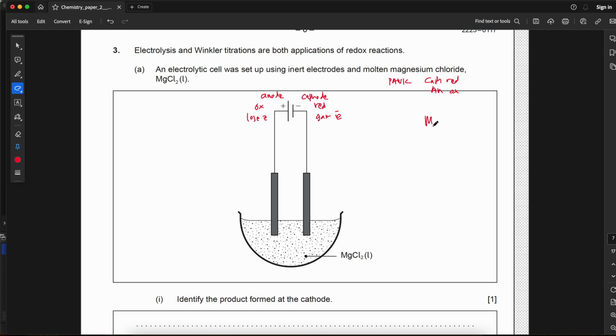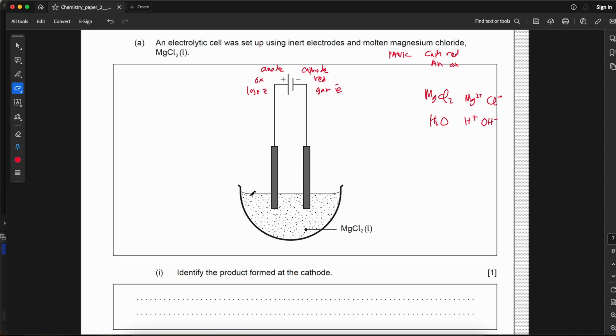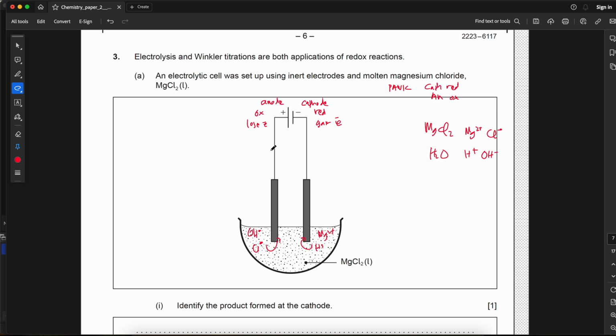So we have MgCl2 and it dissolves in water. So the ions will be Mg2+ and Cl-, and the ions from H2O, that would be H+ and OH-. So OH- will be here and Cl- will be here, Mg2+ will be here, and H+ will be here. The flow of the electrons will be from here to here.